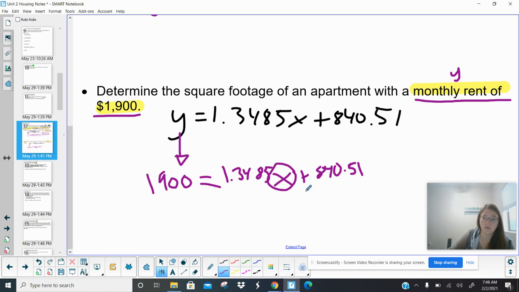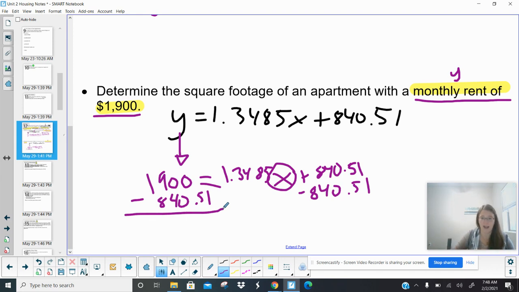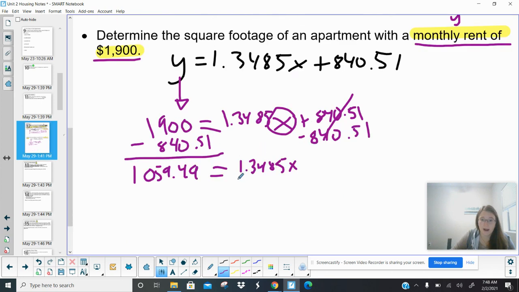Okay, guys, so we should know this. You should subtract the 840.51 first because we've got to get the variable by itself. So we have to move everything away that is furthest from the variable. I can't touch this yet until I get rid of this. So 1,900 minus 840.51, we should get 1,059.49. And then over here, that's gone. I still have 1.3485x.